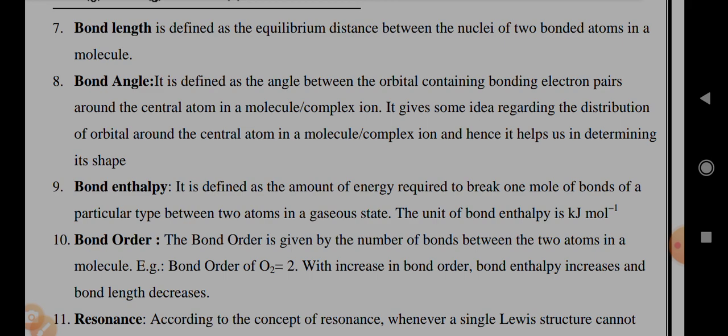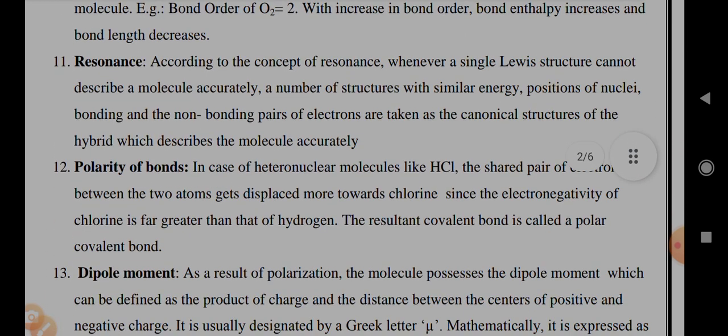Bond enthalpy is defined as the amount of energy required to break one mole of bonds of a particular type between two atoms in a gaseous state. The unit of bond enthalpy is kJ mol^-1. Bond order is given by the number of bonds between the two atoms in a molecule. Example, the bond order of O2 is 2. With increase in bond order, bond enthalpy increases and bond length decreases.